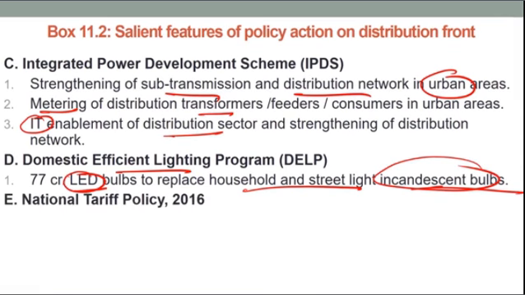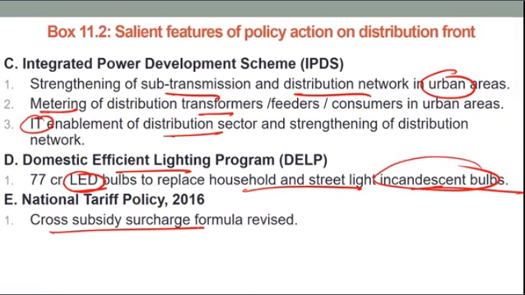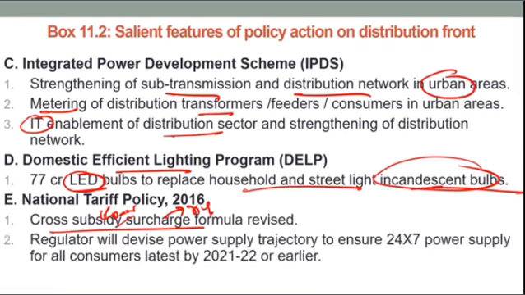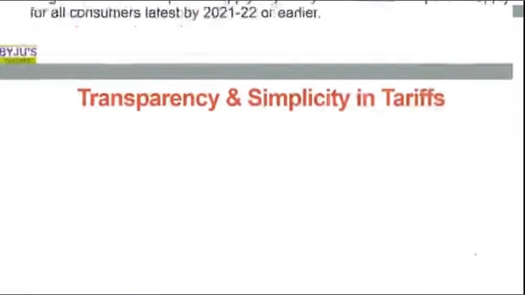National Tariff Policy is there, 2016. Here, the cross subsidy surcharge formula is revised. Cross subsidy surcharge means surcharge for people who are consuming a lot, subsidy for people who are consuming less. Effectively, rich pay more, poor pay less. That is cross subsidy. Regulators are supposed to come up with a 24/7 power supply program. We have to wait and see if that will ever get implemented.